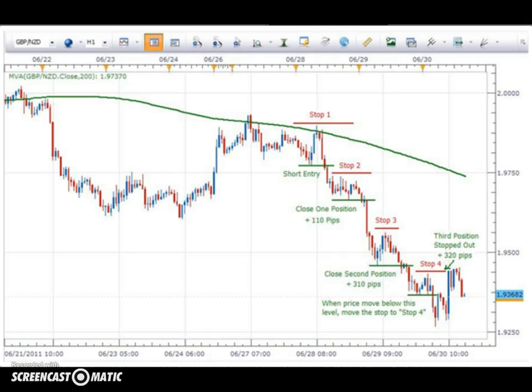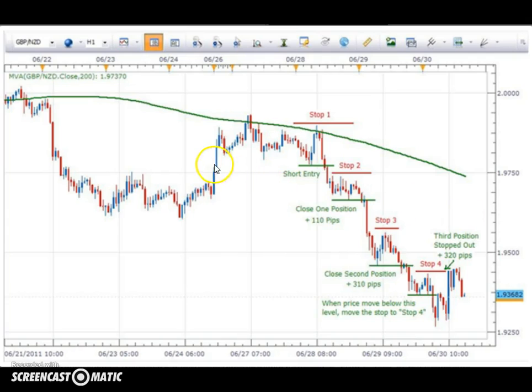Since the pair is in a downtrend, and you can see some of the other videos on how to decide whether a pair is in a downtrend or an uptrend, we would only enter the trade by selling short. We only want to go short with a pair that's in a downtrend. And since the price has broken through support, triggering our entry, the stop would be placed above the stop 1 level.